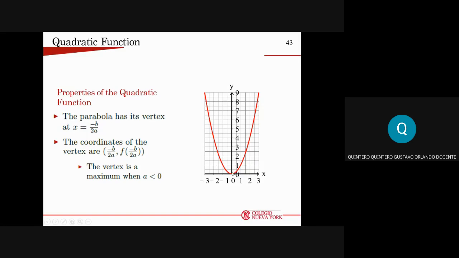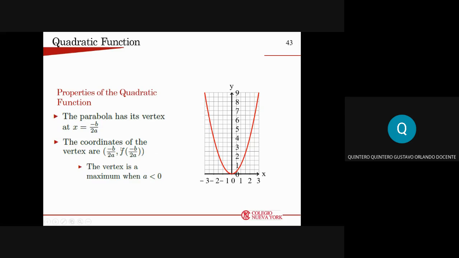So 0 is for x and then another 0 for y. In here you're going to have x, y. Take the value of x and replace it in the main function to find the value of y. All right? We're going to do examples of this later. Don't worry.